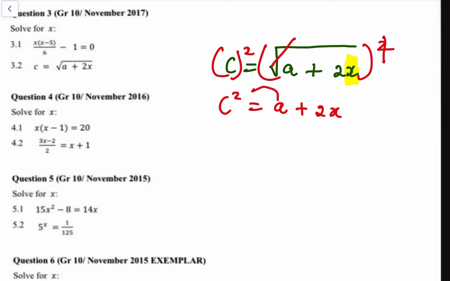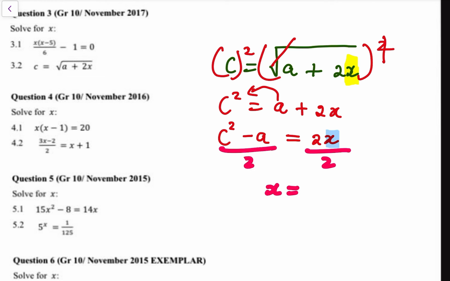Now we transpose our a, we are going to have c squared minus a is equal to 2x. We want to solve for x, not 2x. So we must divide on both sides by 2. So our x here is equal to c squared minus a over 2. So your x is in terms of c and a. So your x is c squared minus a over 2.